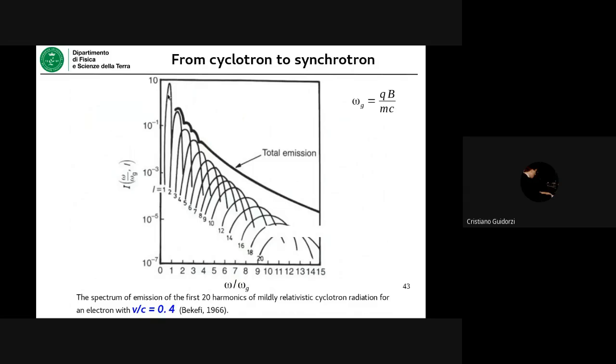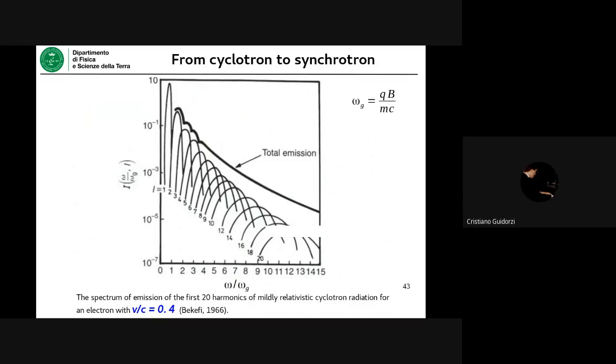And if you wonder why these are not straight lines, but each of the harmonics is somehow broadened, this is due to the fact that this is the result of many electrons all having the same beta, but with slightly different pitch angles. If you slightly change the pitch angle, of course, the critical frequency changes as a consequence. So that explains this kind of broadening. You change the pitch angle within the beaming cone, so you have this broadening of the lines.